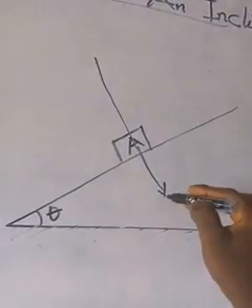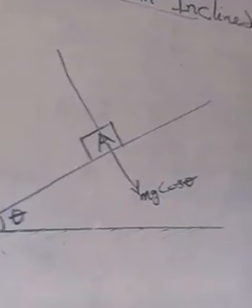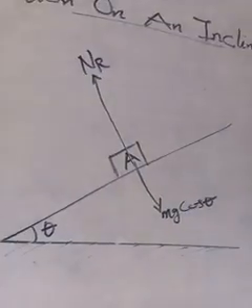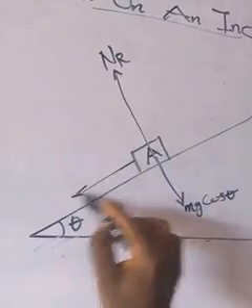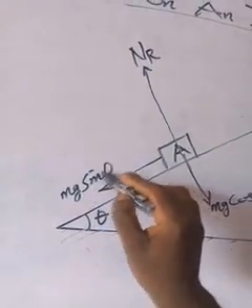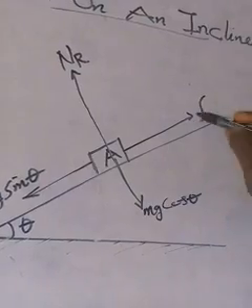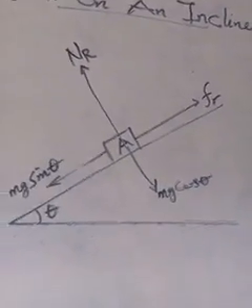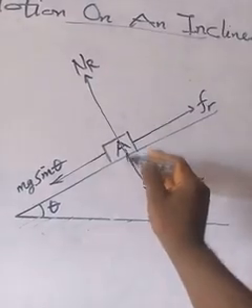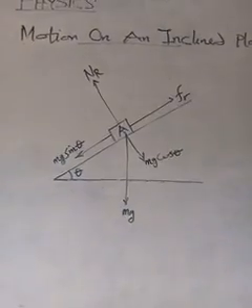We have, this is mg cos theta. We have the normal reaction here. Then the force that tends to drag the body down the plane is mg sin theta. When the body is at equilibrium, frictional force will hold the body or prevent the body from sliding down. Then the weight of the body will act vertically downward. So we were able to determine this in our last video.